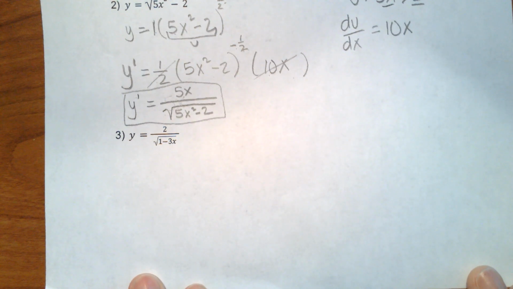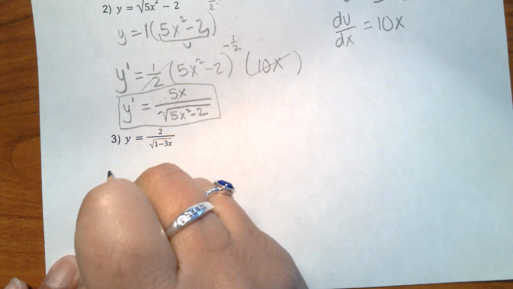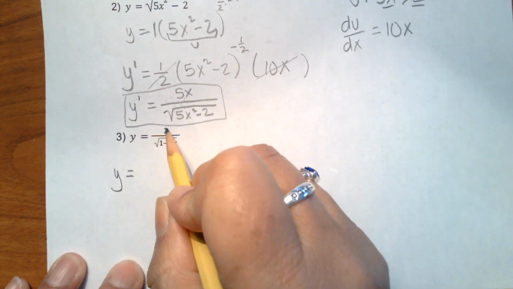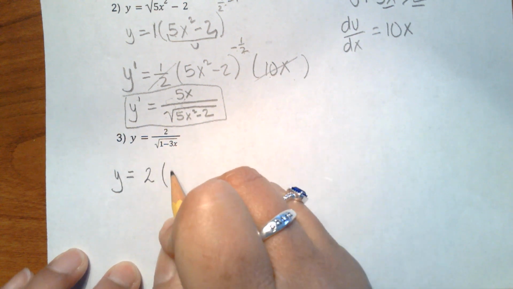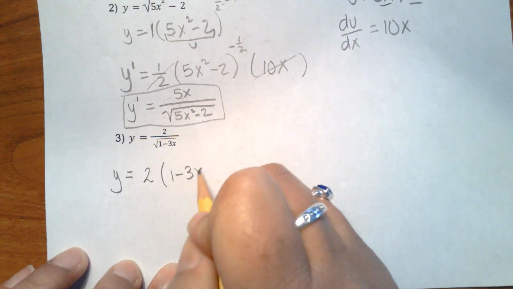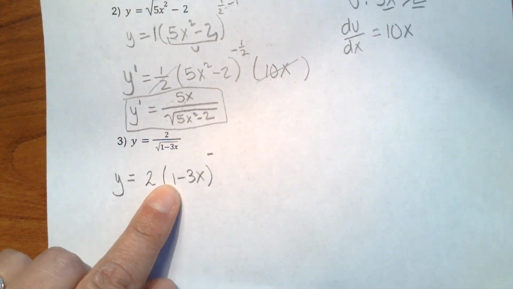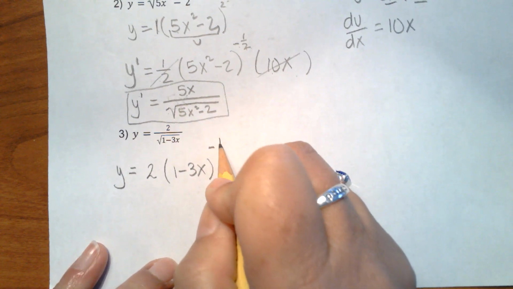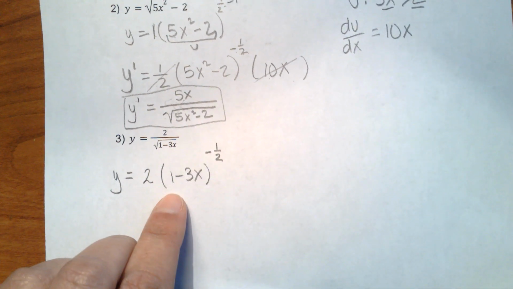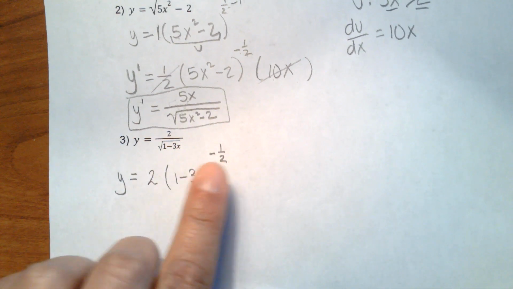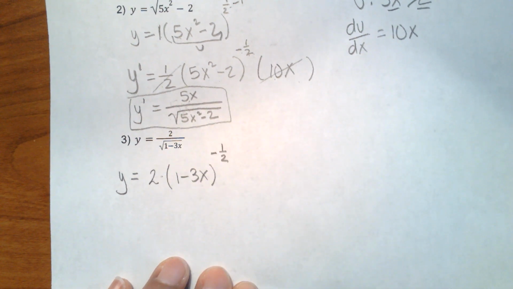y equals 2 divided by the square root of 1 minus 3x. So, a couple things I'm going to do here. y equals, I'm going to keep that 2, times 1 minus 3x. Now, it's in the denominator, and I'm bringing it up to the numerator. So, yes, it's negative, and it is a square root. So, just like we did before, 1/2. The negative is because I brought it up, and 1/2 because of that square root. And this is times, so that does have a coefficient in front.